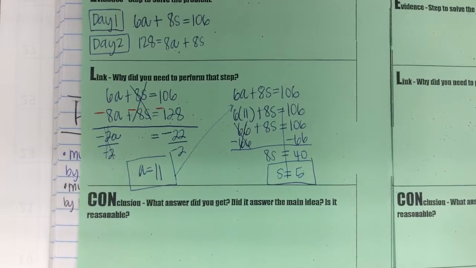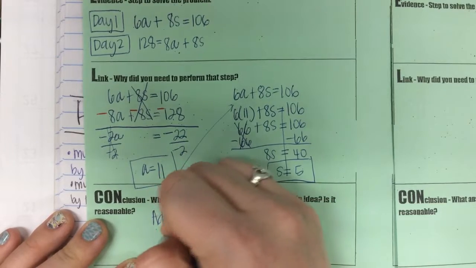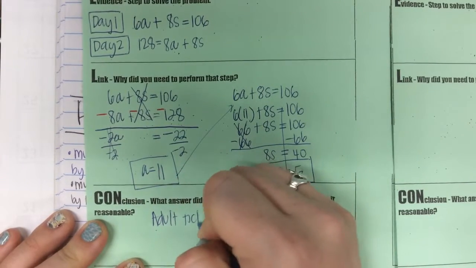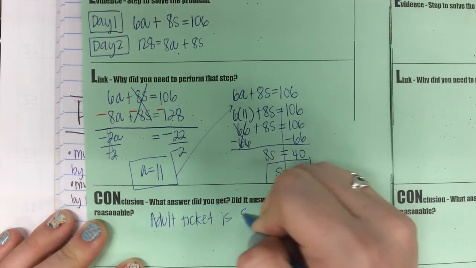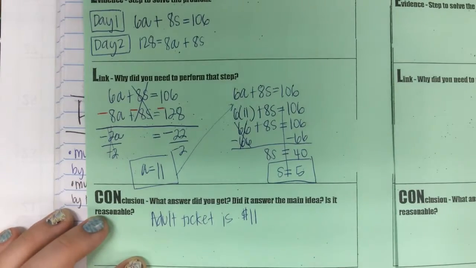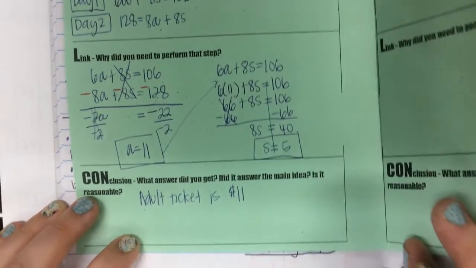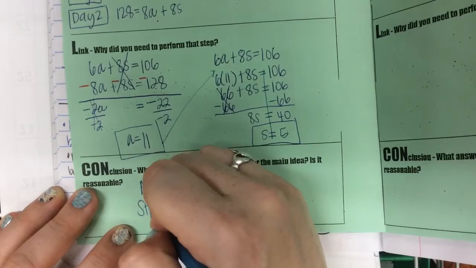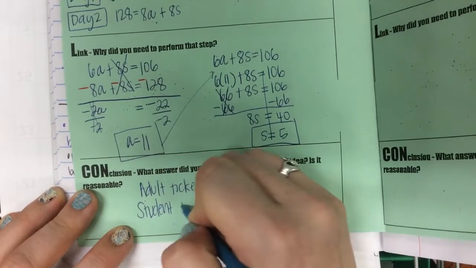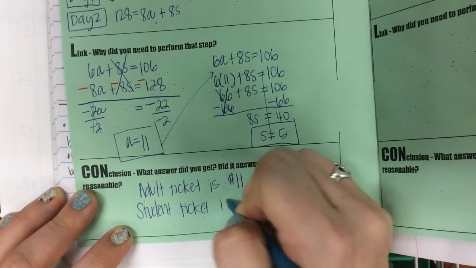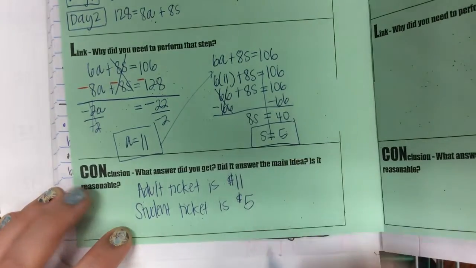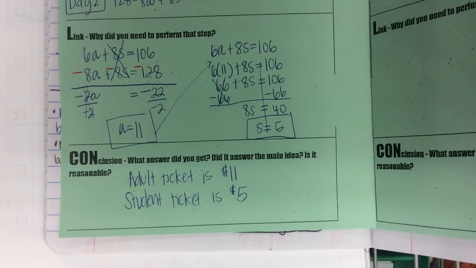But I'm not done, because my answer is not an ordered pair. My answer is an adult ticket is $11, and a student ticket is $5. And you ask yourself, is it reasonable?